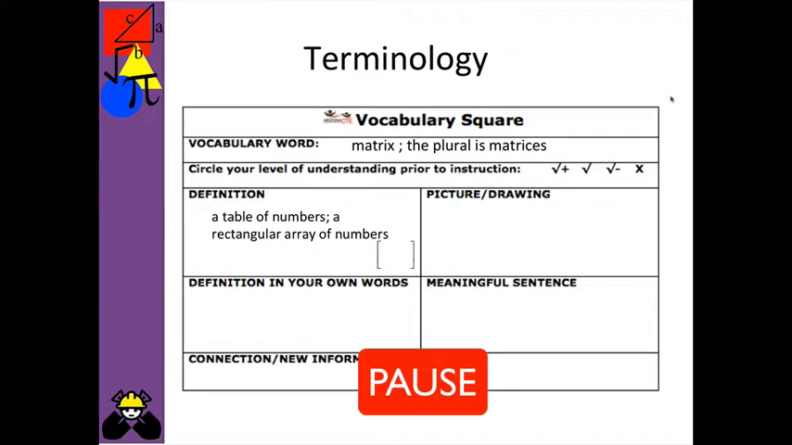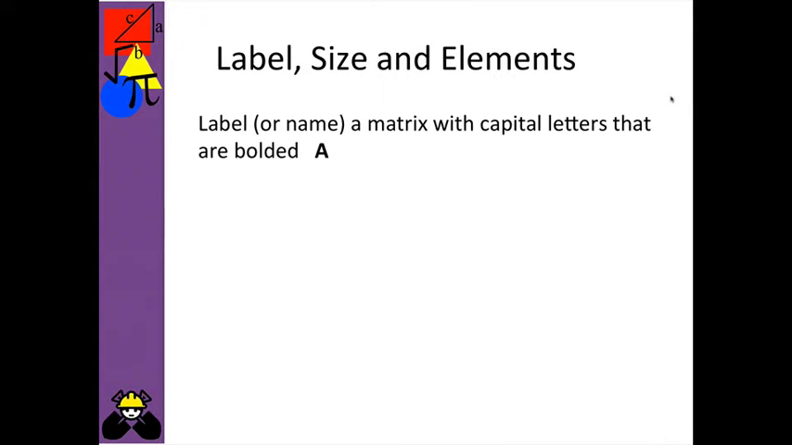Pause the video, teacher, have the students share their meaningful sentence and call on non-volunteers. Welcome back. Some new information. When we label a matrix or name a matrix, it's with capital letters that are bolded. On your paper, when you write it, as long as it's a capital letter, it's okay with me. But when I have it typed, I'm going to try to always remember to bold it.